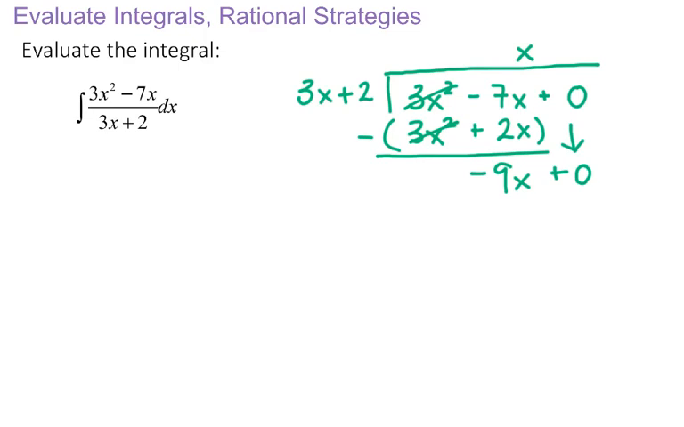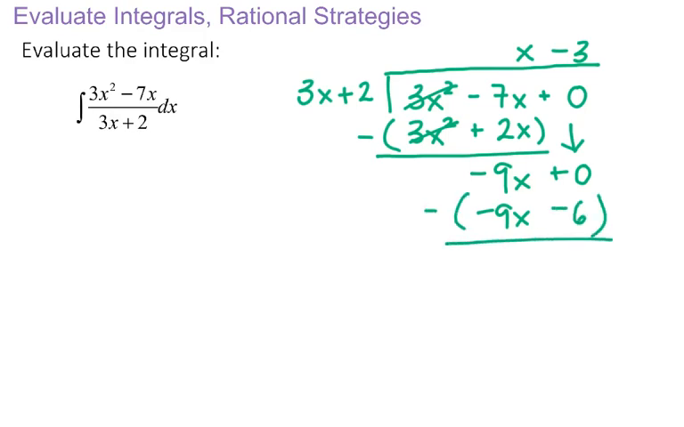So let's look at this again. How many times does 3x go into negative 9x? And what I'm doing there is I'm saying negative 9x divided by 3x. That gives me negative 3. So again, I will take that negative 3, multiply it by both my terms in the divisor and write them down there. Negative 3 times 3x is negative 9x, and negative 3 times 2 is negative 6.